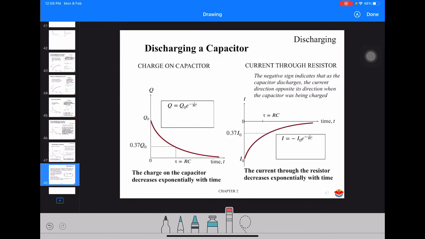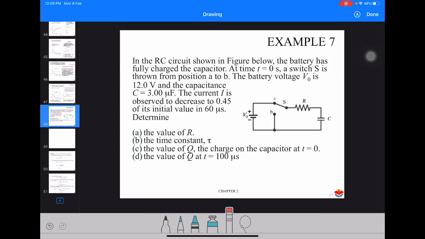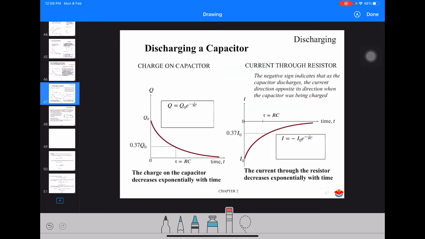Okay, let's try to look at one of the examples here. In the RC circuit shown in the figure below, the battery has fully charged the capacitor. By the way, you can try to go through your lecture notes. Basically the same thing that I explained just now, just that I tried to simplify things.